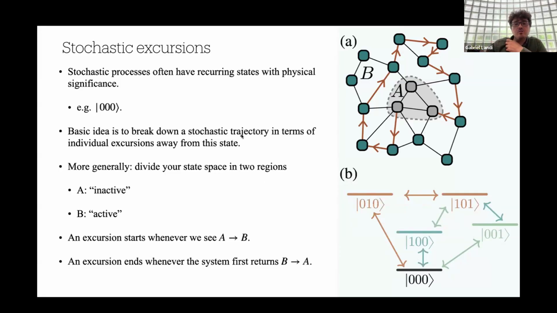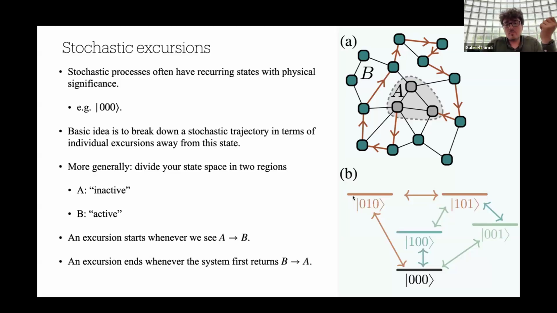So the basic idea that we're going to try to do is we'll break down a very long stochastic trajectory in terms of individual excursions away from this reference state 0. In reality, we don't even need to have an excursion be from a single state. What we can think of is taking our state space and dividing it into regions. We have region A. You can think about it maybe as an inactive region, but that's not necessary. And you have a region B that you can think about as an active region. We're now going to define an excursion to be the event that starts whenever the system crosses from A to B. And it ends the first time the system returns from B to A, right?